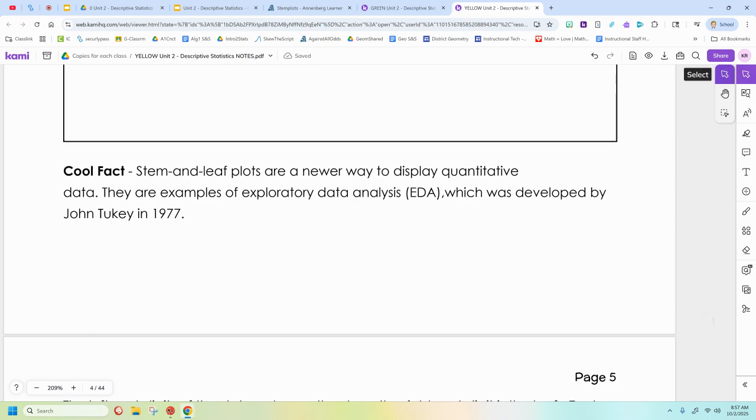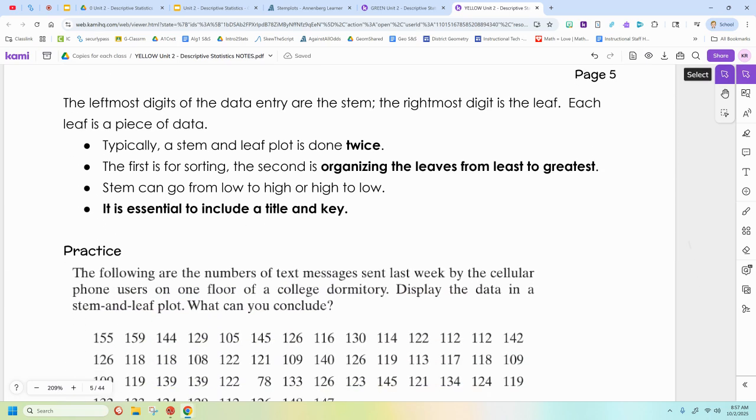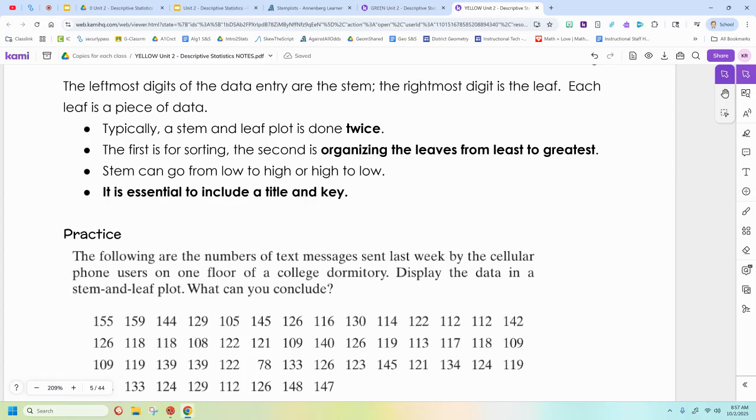Okay. Turn the page. All right, so the pain of a stem-and-leaf plot is actually making the stem-and-leaf plot. I tried to do a little bit of modifying of my previous notes to make it a little easier, but the idea is that you have to practice it to make sure you know how to do it.